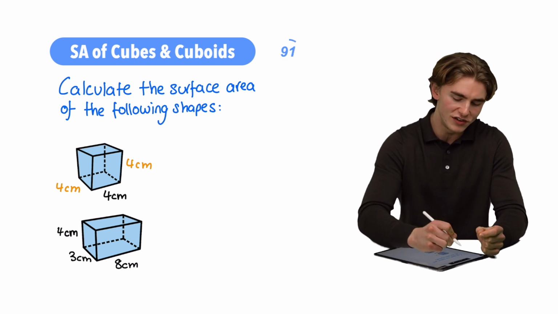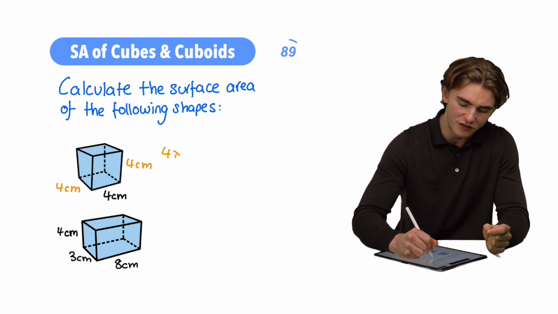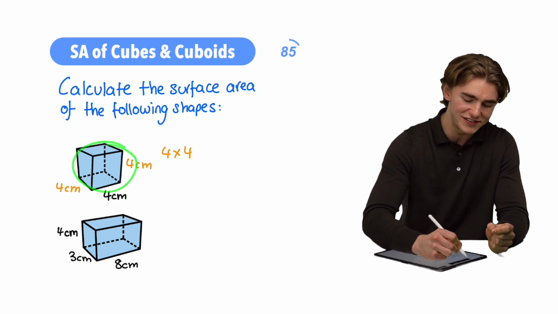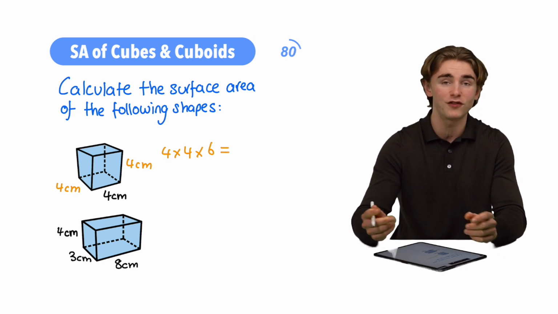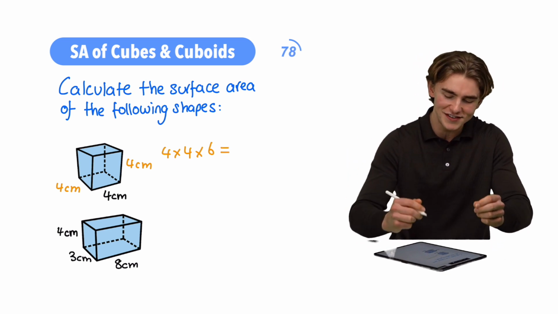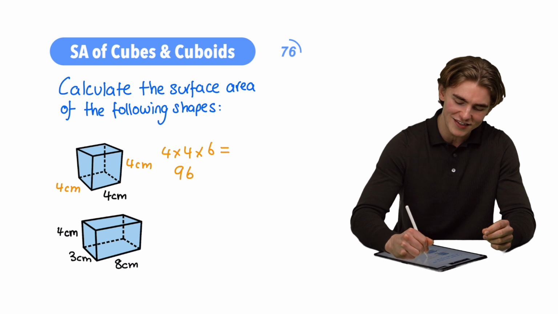So what we can do is we can effectively do 4 times by 4 to calculate the area of one of our faces, and then we can multiply this by 6 because we have 6 faces. So we're going to do 4 times by 4 times by 6. 4 times 4 is 16, times by 6 is going to be 96, and we're going to have centimeters squared as our unit.